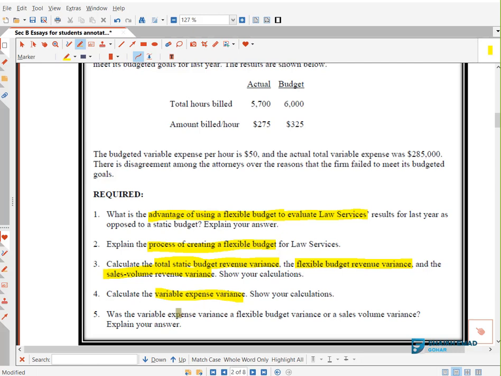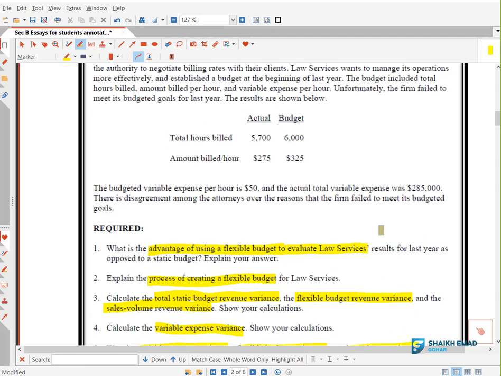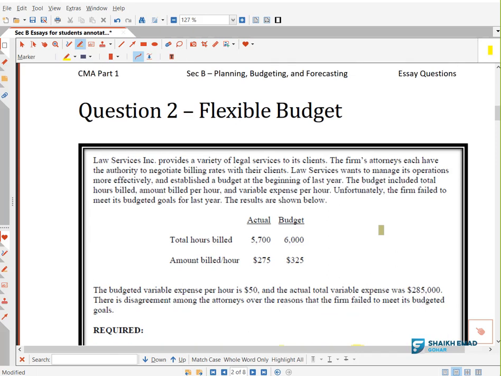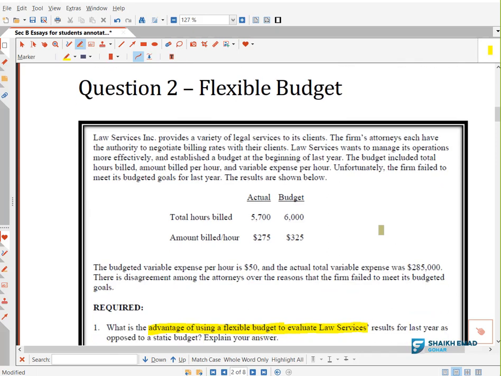Okay. Question number 4, they are saying, calculate the variable expense variance. And then they are asking, was the variable expense variance a flexible budget variance or a sales volume variance? Very interesting question. This is a very nice question on flexible budget. And that's why I am doing it in the end. So now you can easily understand it. If I did it in the start, you would not understand anything.